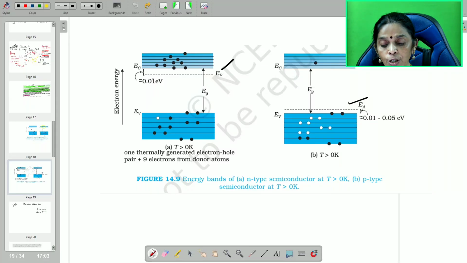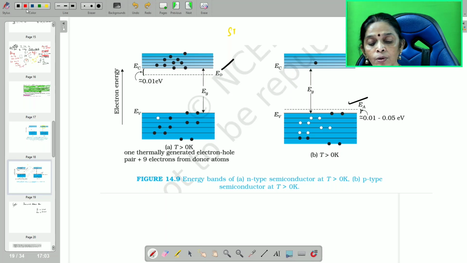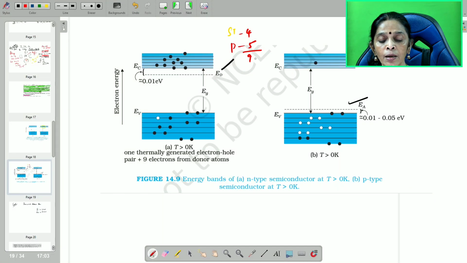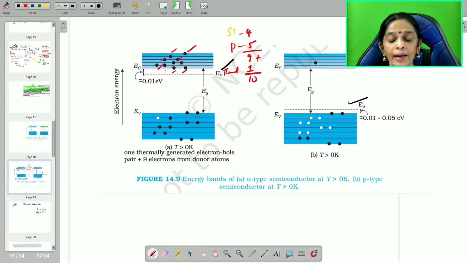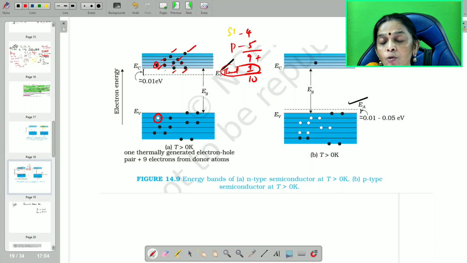So you can show here, for silicon atom you have 4 valence electrons, phosphorus 5 valence electrons, so totally 9, plus 1 thermally generated electron, so totally 10 electrons you have to show: 1, 2, 3, 4, 5, 6, 7, 8, 9, 10. But see to it that only 2 electrons are drawn in each energy level according to Pauli's exclusion principle. What is this white in color? That is a hole generated due to the thermally generated electron. This is the thermally generated electron, and the corresponding hole is preferably marked in white.